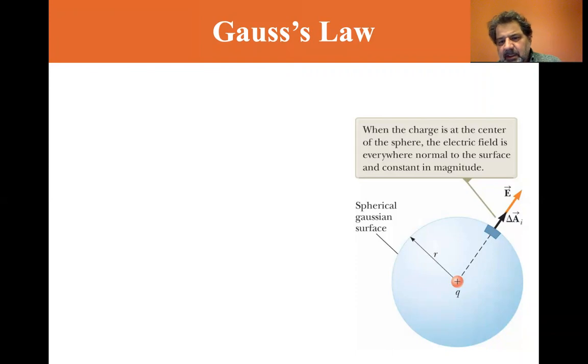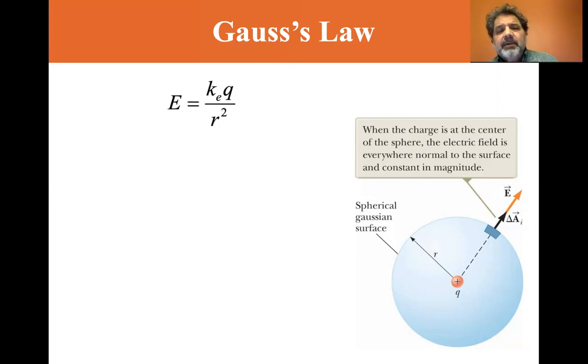We place a charge inside a spherical Gaussian surface. When the charge is at the center of the sphere, the electric field is everywhere normal to the surface and constant in magnitude. So if the electric field is normal to the surface, you have E dot A is E A cosine theta, cosine of zero is equal to 1, so E A cosine theta is just equal to EA for this particular case.